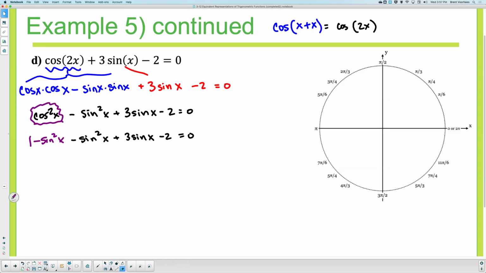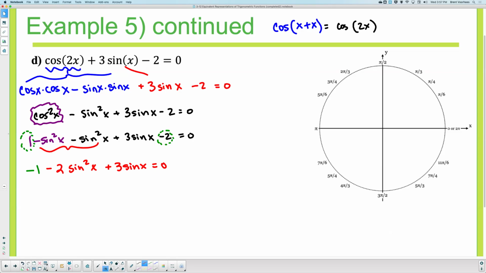Let me change colors. So I'm combining 1 minus 2, and that's a negative 1. I'm minusing sine squared twice, so it's minus 2 sine squared x plus 3 sine x equals 0.